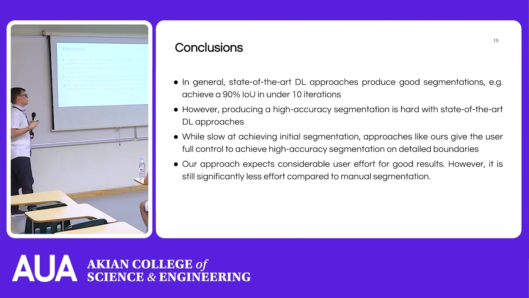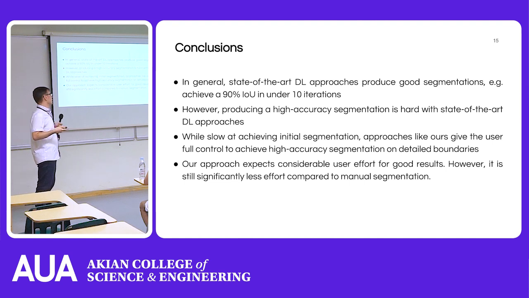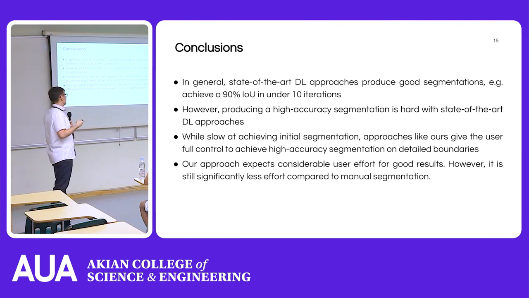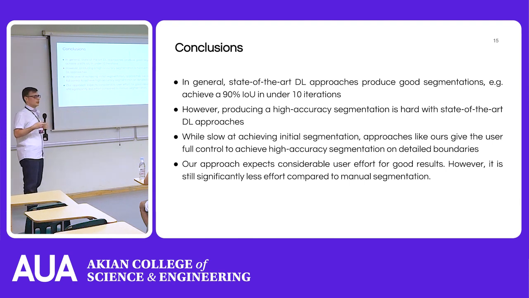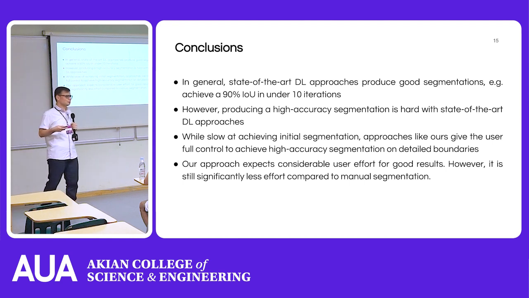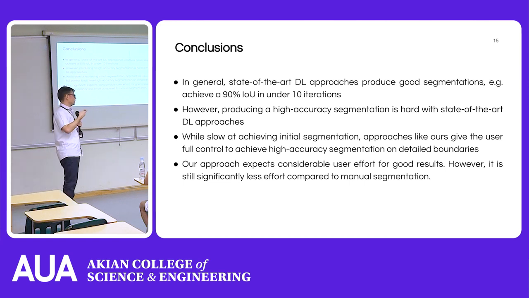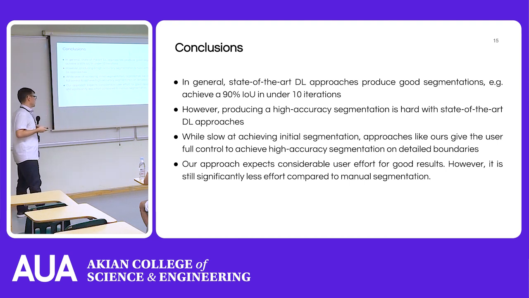So, in general, we have several important contributions to the image segmentation field. The first one is that state-of-the-art deep learning approaches usually achieve good segmentation in under 10 iterations. However, it is hard to achieve a higher number of precision using such methods. And while slow at achieving initial segmentation, our approach outperforms these methods on high accuracy segmentations and on detailed boundaries.